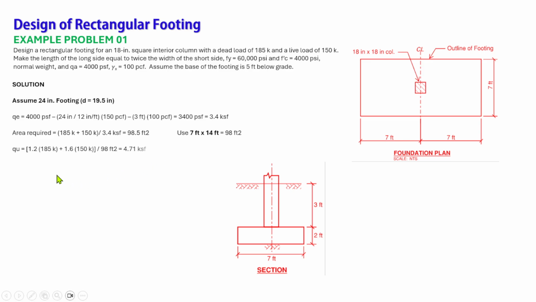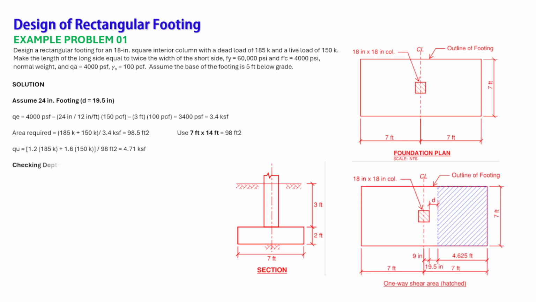So next we have to calculate the ultimate factored soil bearing pressure, which is 1.2 times 185 kips plus 1.6 times the live load of 150 kips, over 98 square feet, that is equal to 4.71 ksf. So this pressure is the ultimate, factored soil bearing pressure that we will use to determine the depth for beam one-way shear and the punching shear, and also the reinforcement in both directions, long and transverse direction.